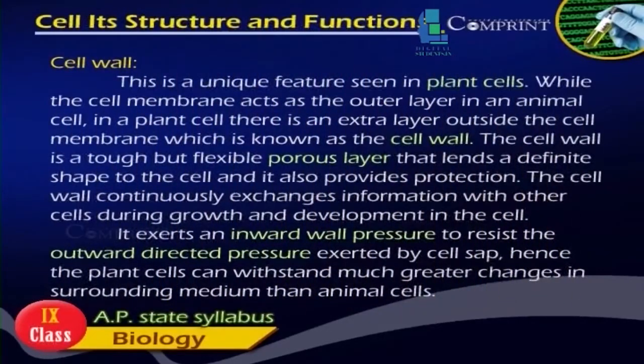The cell wall continuously exchanges information with other cells during growth and development in the cell. It exerts an inward wall pressure to resist the outward directed pressure exerted by the cell. Hence, plant cells can withstand much greater changes in the surrounding medium than animal cells.